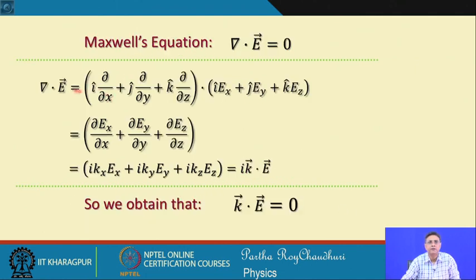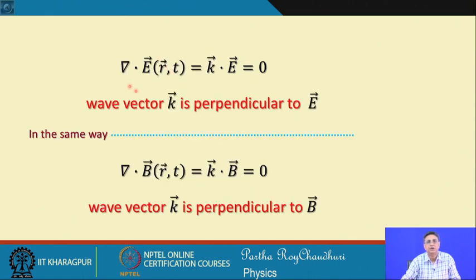Now, from this we have seen that i ∇·E is equal to i k·E, but ∇·E itself is equal to 0. Therefore, you readily obtain that k·E is equal to 0. This tells you that k and E, because their dot product is 0, must be perpendicular to each other. So, we conclude that ∇·E = k·E = 0, which means that the wave vector k is perpendicular to the electric field E when the electromagnetic wave is propagating in free space.